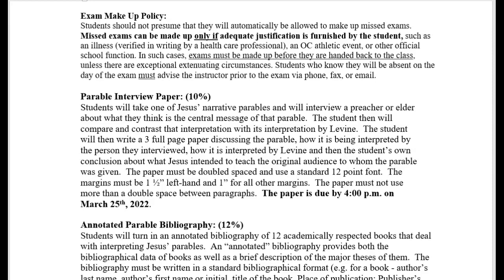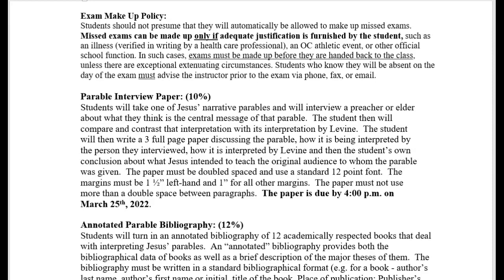person well-versed in Scripture. So for those of you who may not have grown up in a church environment, you might want to reach out to one of the other Bible professors here at OC. But contact someone who has familiarity with the parables, someone who teaches parables or preaches about parables, and you're going to interview that person about what they think the parable is about, what lessons they think that parable teaches.